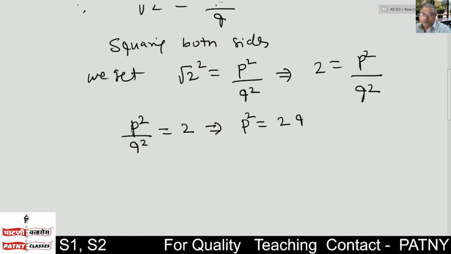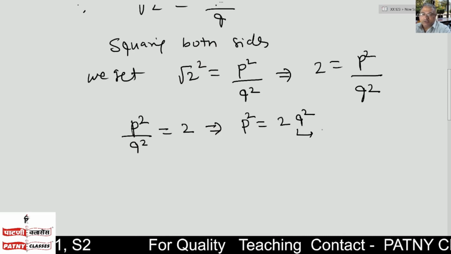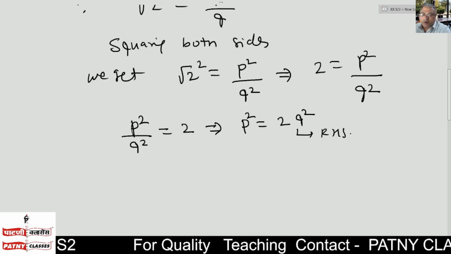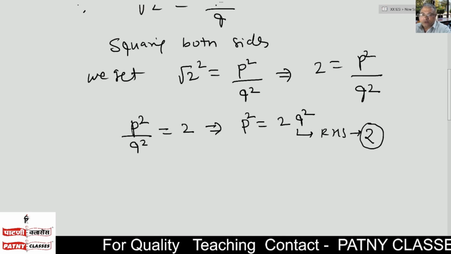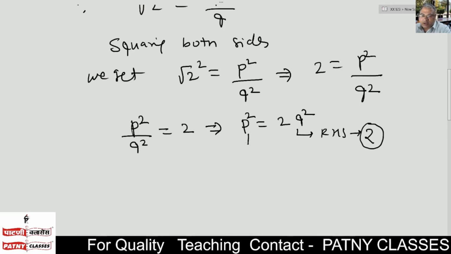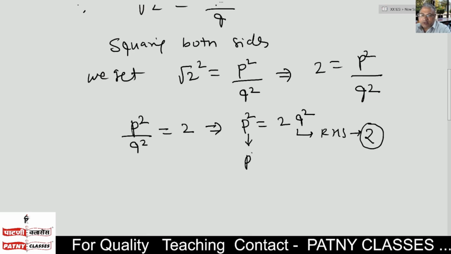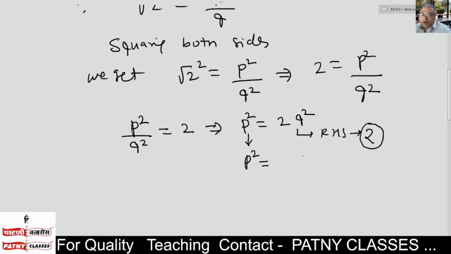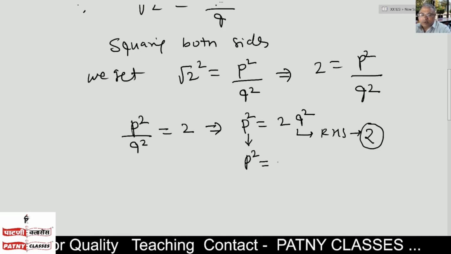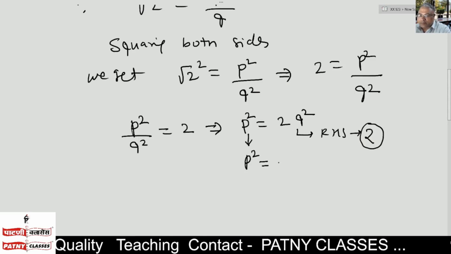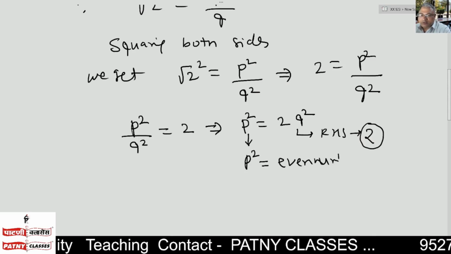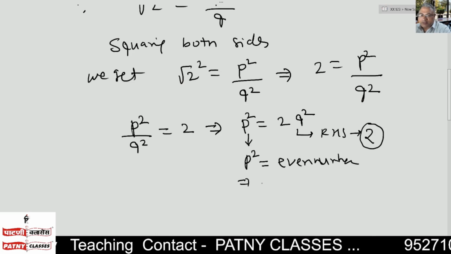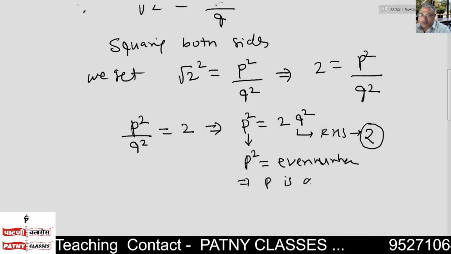The RHS part is a multiple of 2. Therefore, we say that p square is an even number. If any number is a multiple of 2, that is equal to an even number. Therefore, it implies p square is an even number. When p square is an even number, it implies p is also an even number.